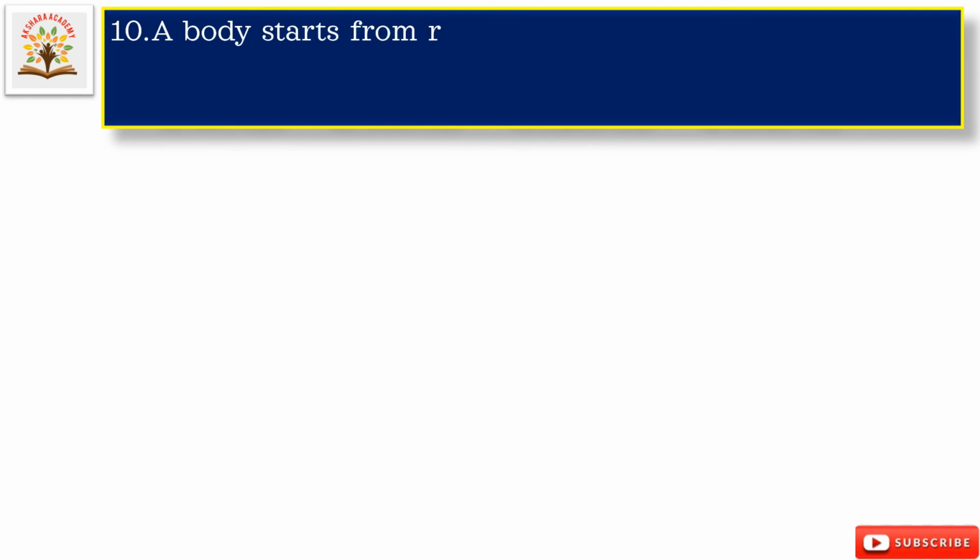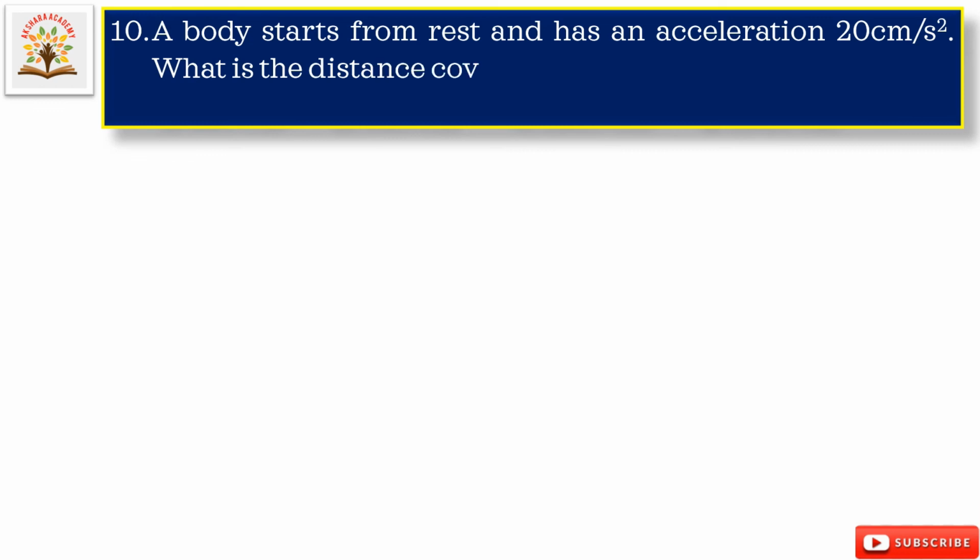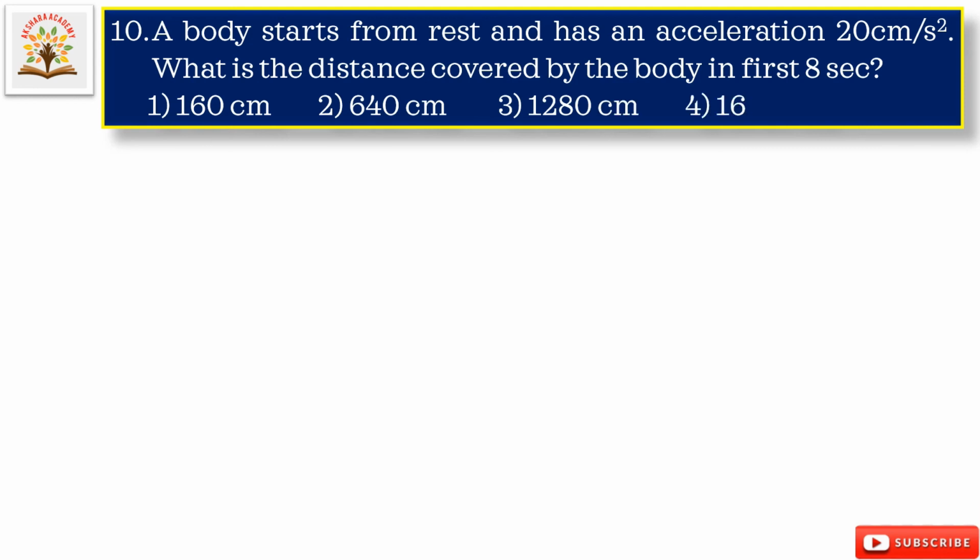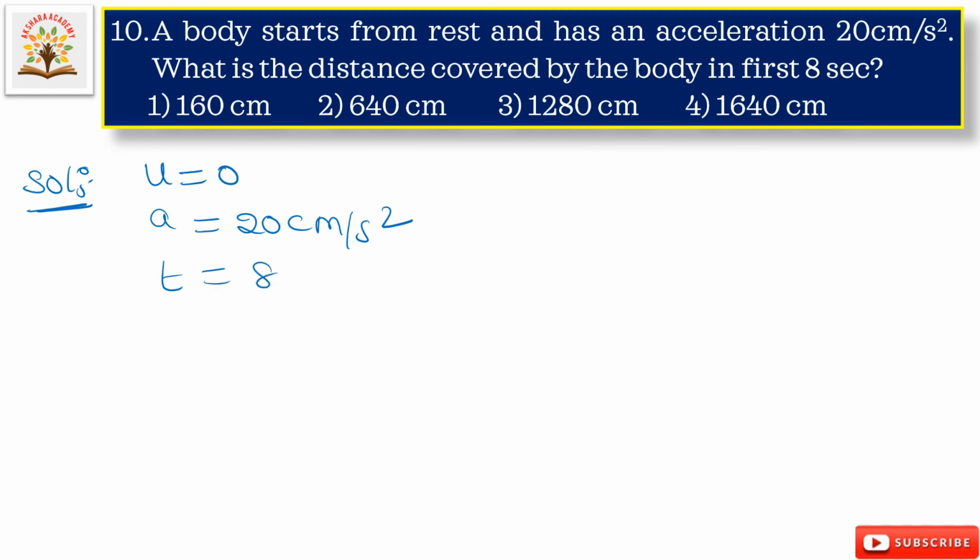A body starts from rest and has an acceleration of 20 centimeter per second square. What is the distance covered by the body in the first 8 seconds? Here we have to calculate the distance covered by the body in the first 8 seconds. Let us go to the solution. Here a body starts from rest, nothing but its initial velocity u is equal to 0. Acceleration a is equal to 20 centimeter per second square. Here we have to calculate the distance covered in the first 8 seconds. So t is equal to 8 seconds.